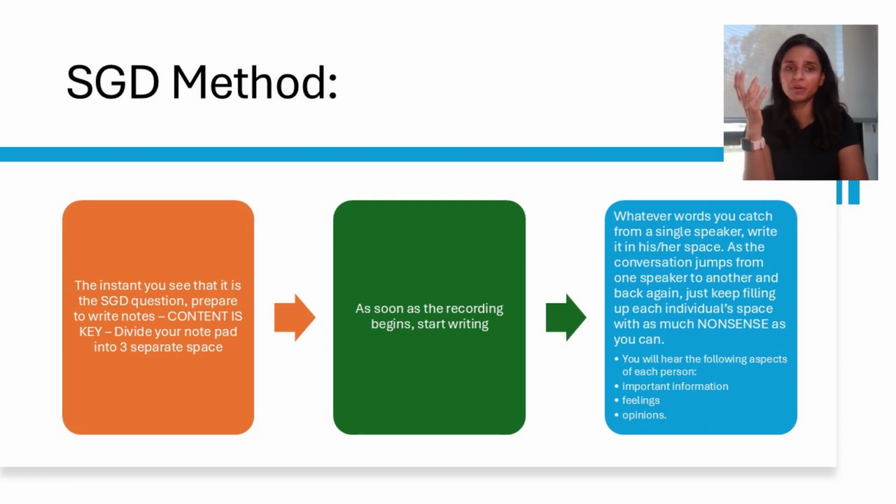But you will quite often hear certain things. Important information, like "I plan on seeing him next Friday." Feelings, like "I'm quite stressed out about the exam that's coming." And opinions, like "I believe it is important for us to study hard." You're going to hear these things, and all of it matters. Don't think, oh, I'm listening out for keywords. There's nothing to listen for. Whatever you hear, write it down as fast as you can, as much as you can. Fill up each speaker's box with as much information as you can.